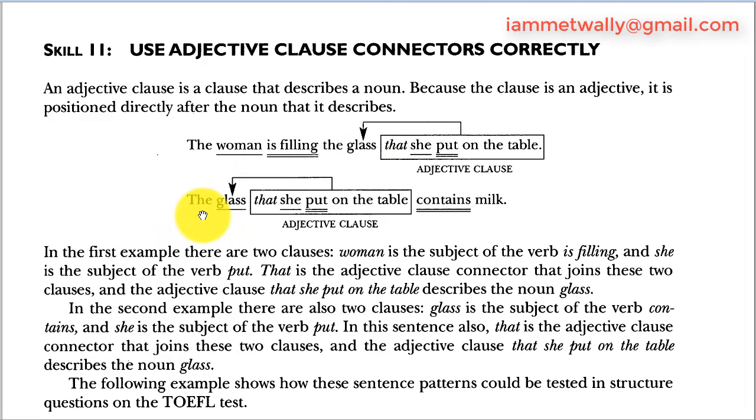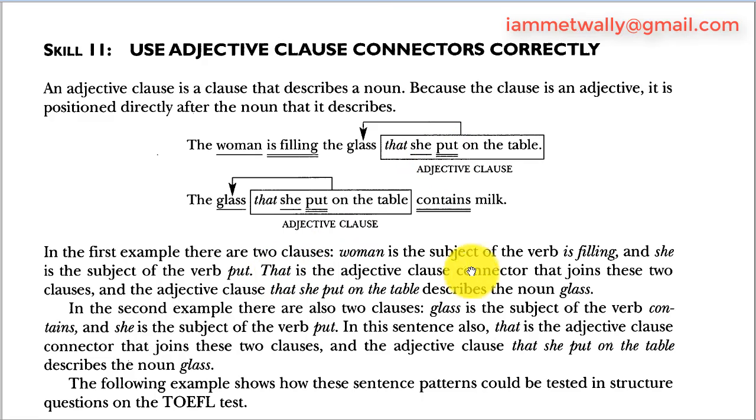The glass that she put on the table contains milk. That's another way of using the adjective clause here. So that she put on the table describes the glass as well. In the first example, there are two clauses. Woman is the subject of the verb is filling, and she is the subject of the verb put.